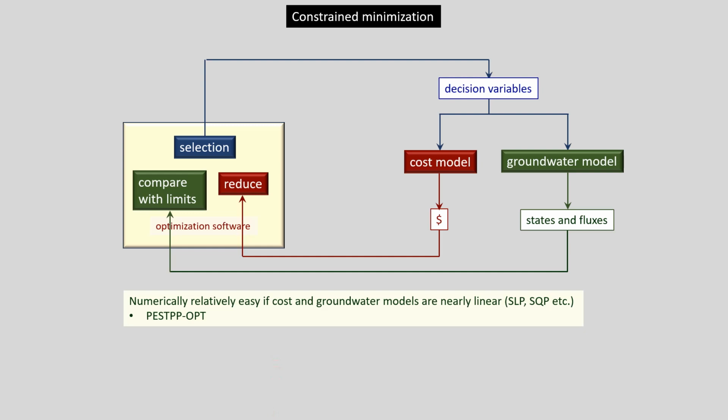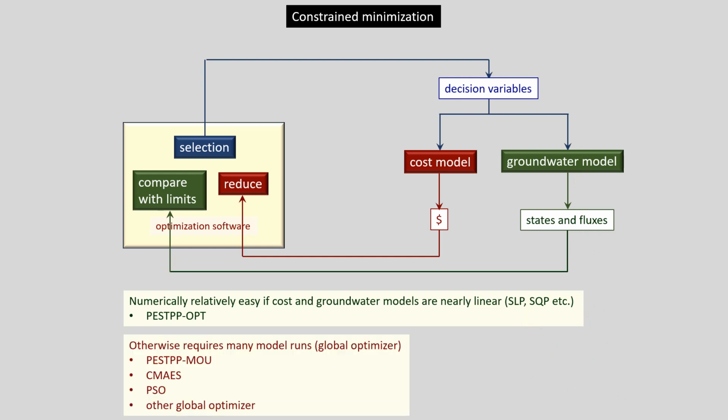Now, as I've said, problems of this kind are solved all the time, everywhere, and have been done so for a long time. And there's some quite clever software around, based on principles like sequential linear programming, sequential quadratic programming, which can solve problems like this quite efficiently if the relationship between decision variables and cost, and the relationship between decision variables and model outcomes or management outcomes is fairly linear. These can solve such a problem without too much trouble, without too many runs of the groundwater model.